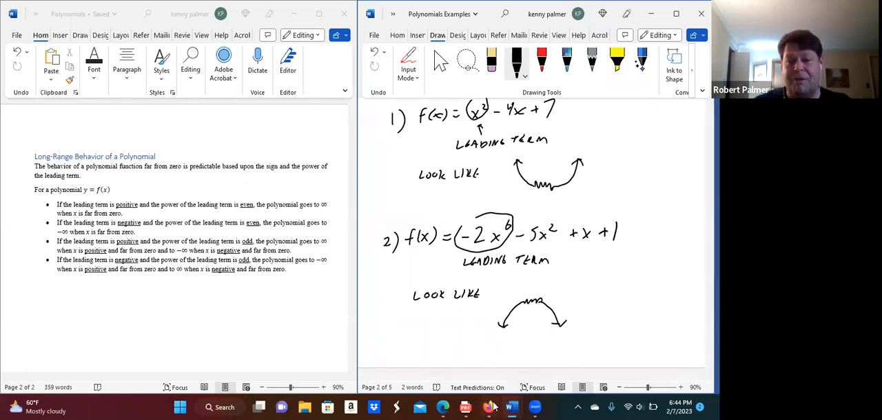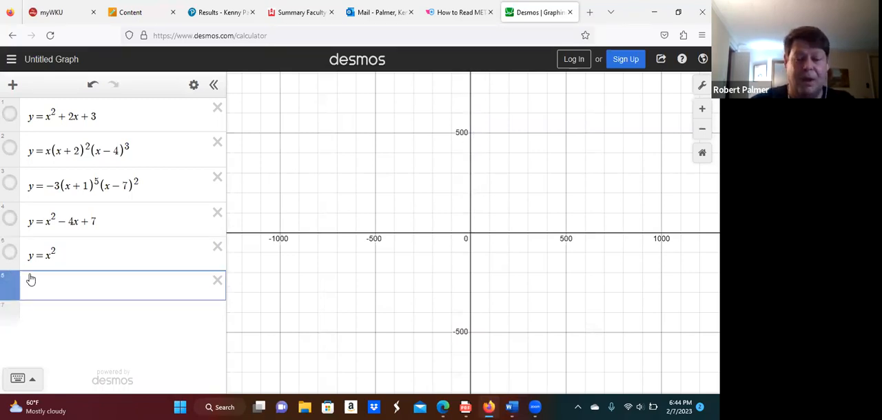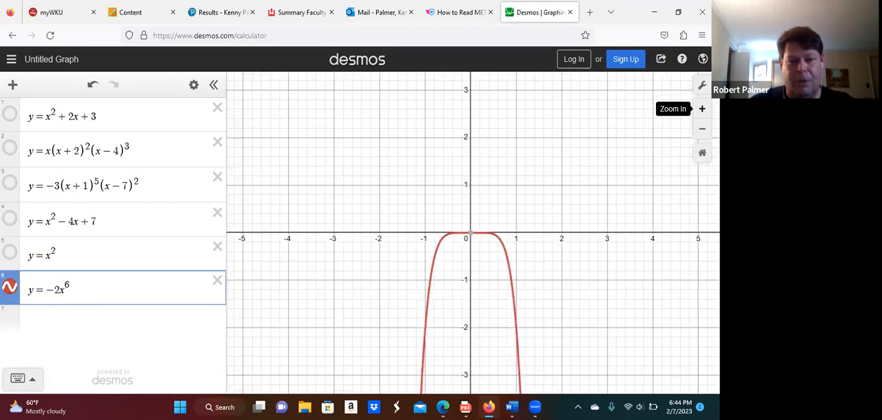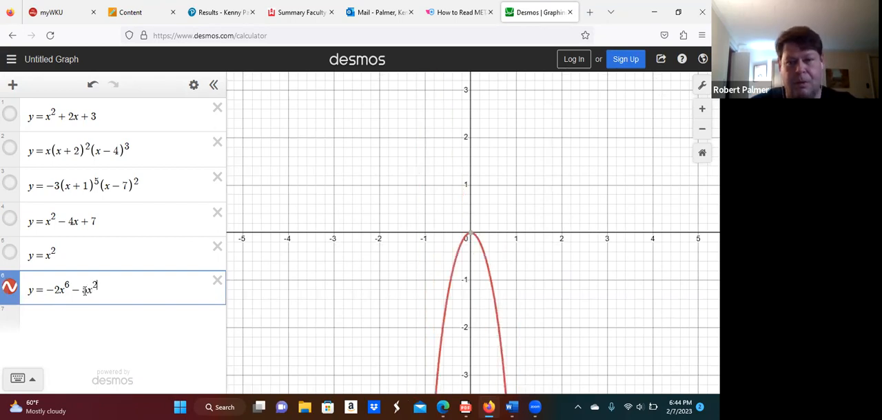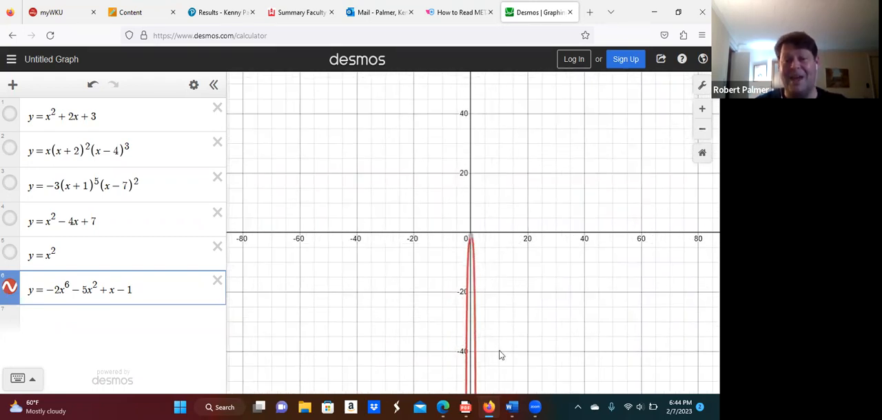Let's go back to Desmos. We'll graph that, along with essentially the leading term by itself. So this is y equals negative 2 times x to the 6th. Oops, let me zoom in some. There we go. Minus 5x squared plus x minus 1. Now, as we can see, what happens far from 0, either in a positive direction or negative direction, is that it's going toward negative infinity.